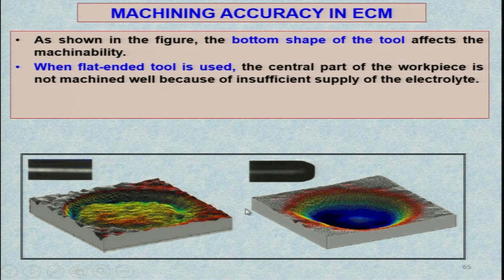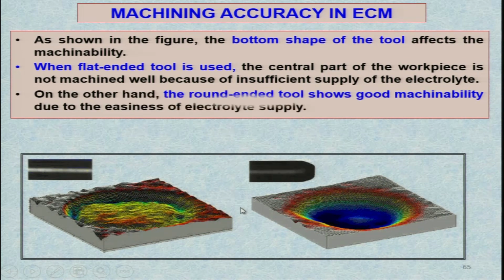When a flat ended tool is used, the central part of the workpiece is not machined well because of insufficient supply of the electrolyte. Because this is not tapered, you will not be able to get enough supply of the electrolyte in the central part of the cavity being machined, and that is why you can see here the depth is much larger compared to this. Here the electrolyte will be passing through this part and reaching the central part of the cavity being machined. On the other hand, the round ended tool shows good machinability due to the easiness of the electrolyte flow.